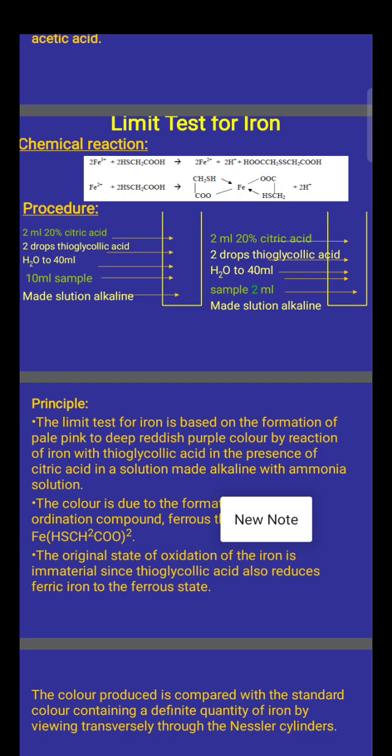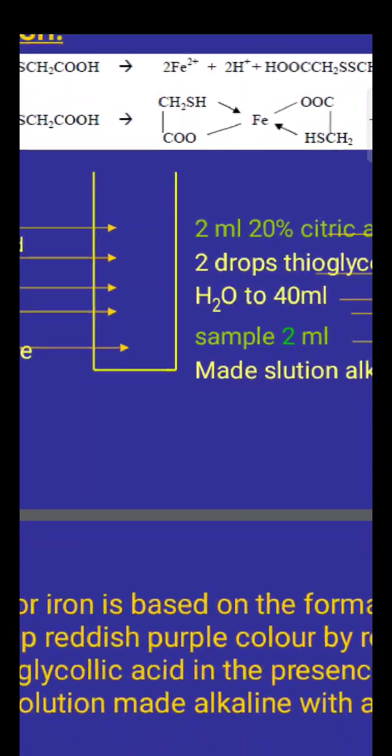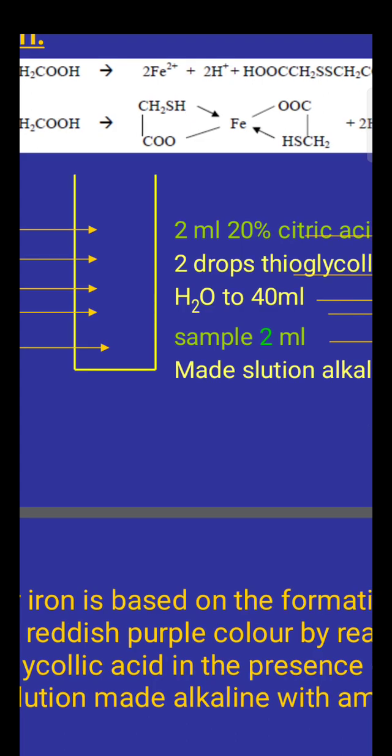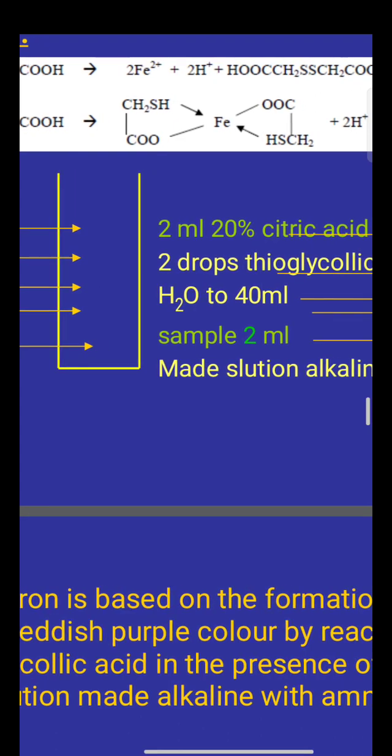Metal is formed in central position. You can see here Fe, and sulfur will donate its electron to this ion. So that's why the arrow is like this. That is a coordinate bond.